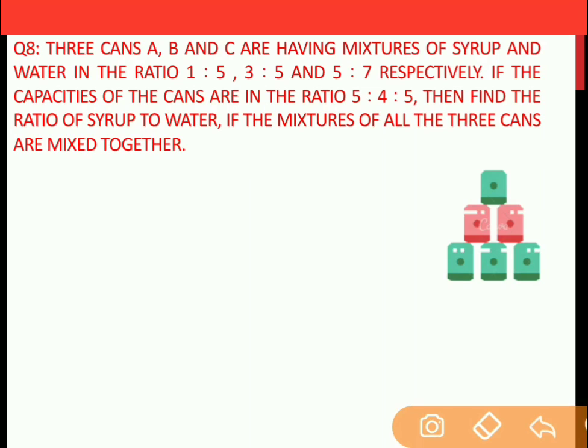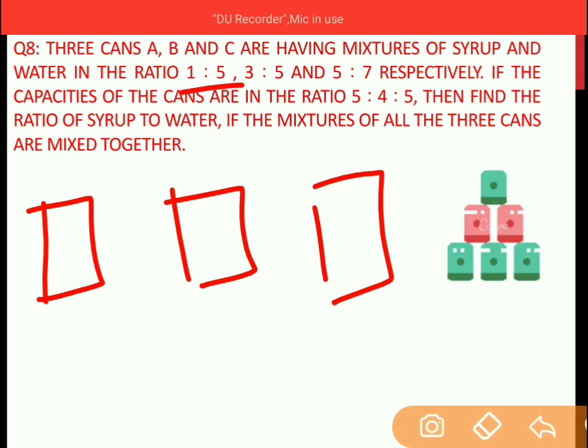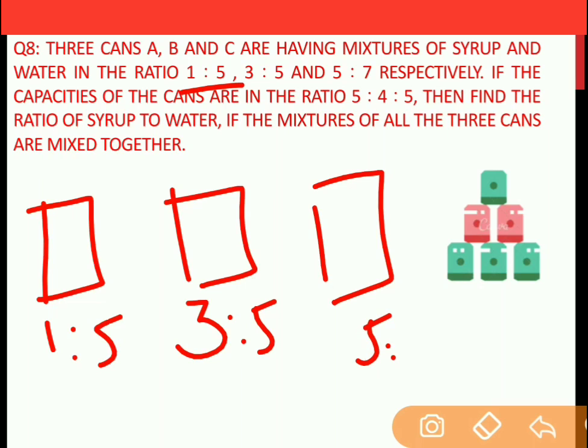Now, having understood this problem, we have 3 cans. Let's say these are cans A, B and C. In the first can, the ratio of syrup to water is 1:5. In the second can, it is 3:5. And in the third can, it is 5:7. Understood? This is the mixture of syrup and water in these 3 cans. Now these 3 cans are mixed, but they are not mixed in an equal proportion.